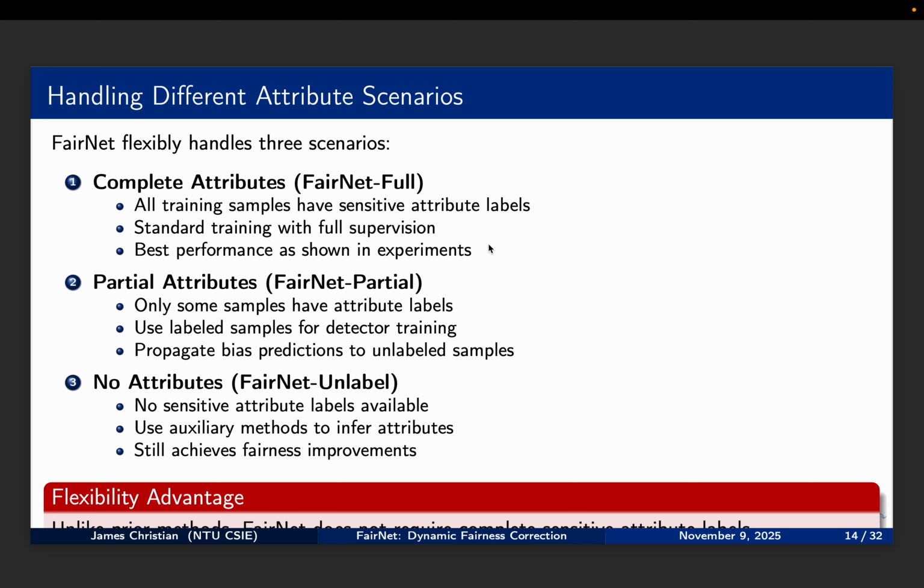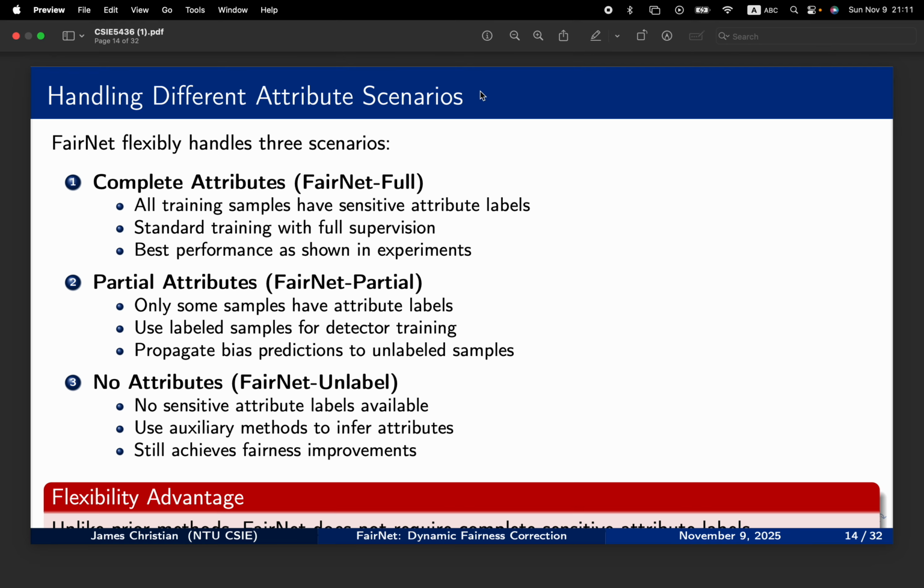Second is partial attribute, called FairNet partial. Only some samples have attribute labels. It uses labeled samples for detector training and propagates bias predictions to unlabeled samples. Third is no attribute, called FairNet unlabeled. No sensitive attribute labels are available. It uses auxiliary methods to infer attributes. It still achieves fairness improvement. The flexibility advantage is, unlike prior methods, FairNet does not require complete sensitive attribute labels.